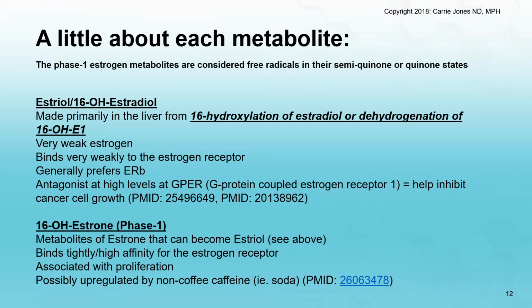However, estriol can bind to the estrogen receptor, but it is also quite weak, especially when you compare it to something like E1 or E2 or even the 4-OH. And we know that estriol generally tends to prefer the estrogen receptor beta, which is why it can be really helpful for things like vaginal lubrication, because you have a lot of estrogen receptor beta down in the vaginal area. And it's largely considered by some to be anti-cancer or supportive in helping prevent estrogen cancers. One of the reasons is that it's an antagonist at high levels to the G protein coupled estrogen receptor 1. So it can help inhibit cancer cell growth, which is really helpful, obviously.